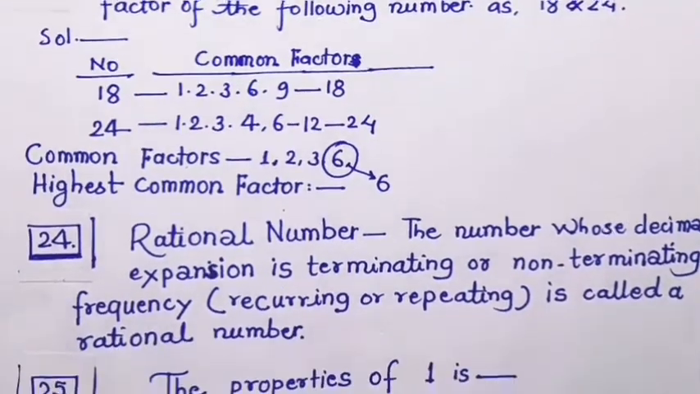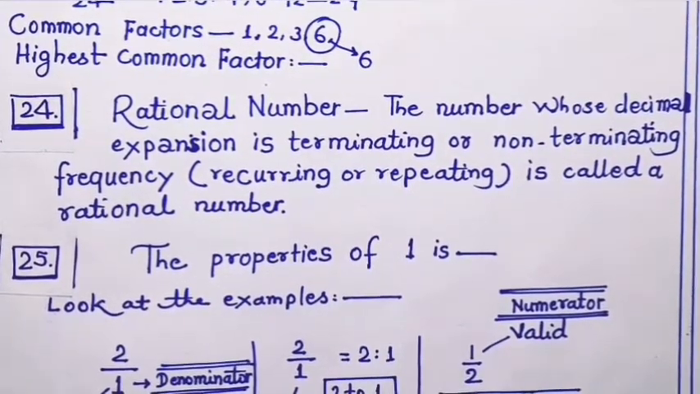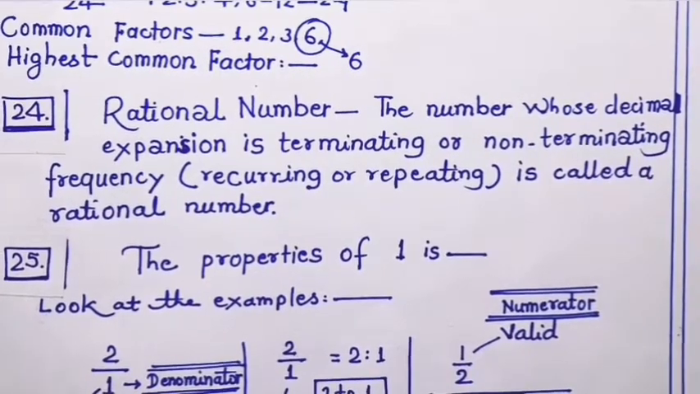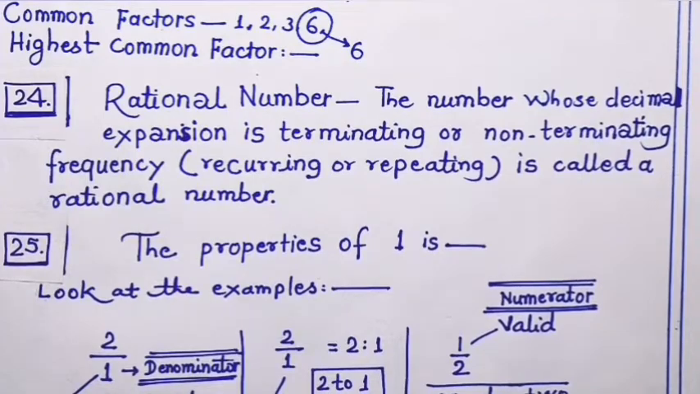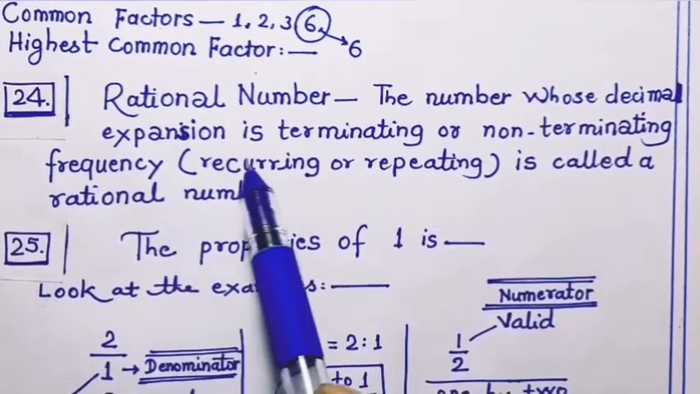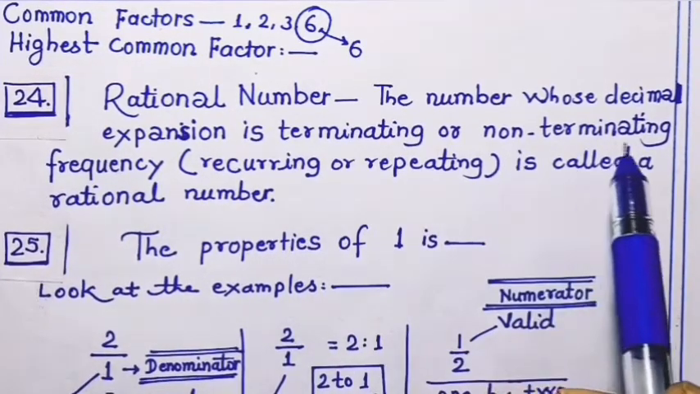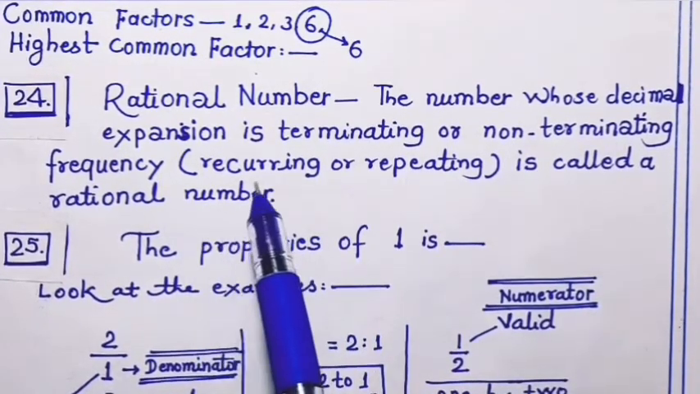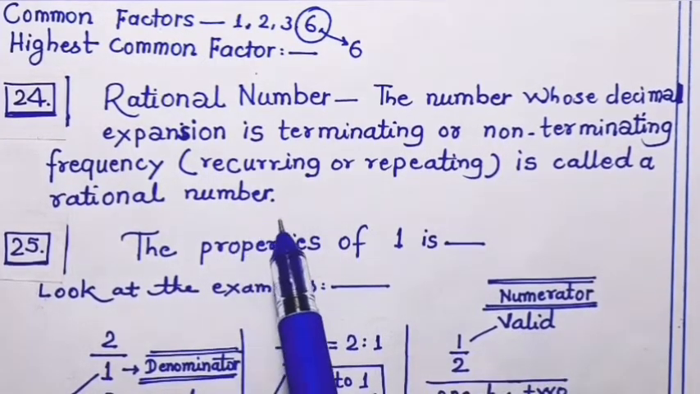At number 24, rational number. What is a rational number? It has been defined: a number whose decimal expansion is terminating or non-terminating recurring or repeating is called a rational number.